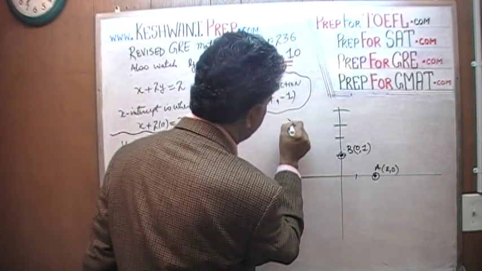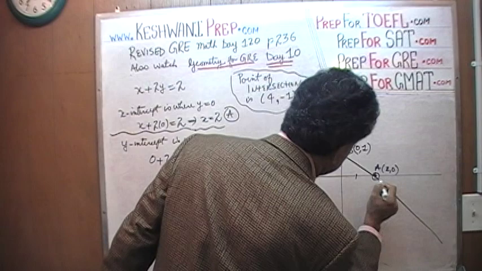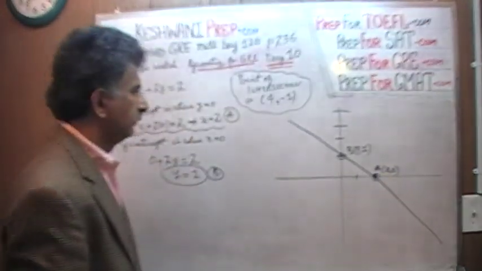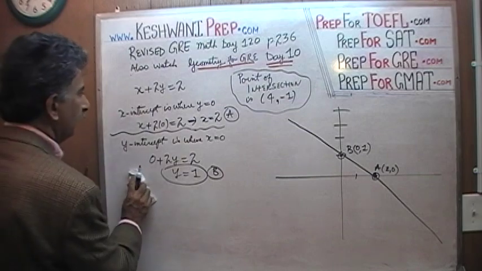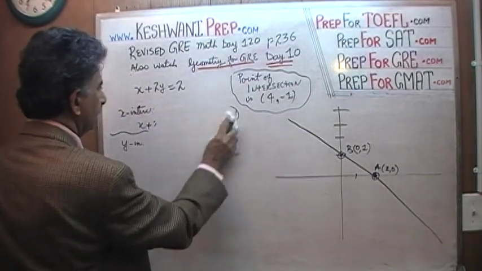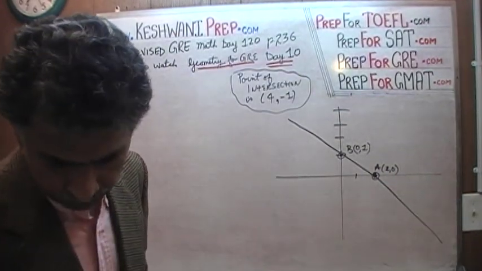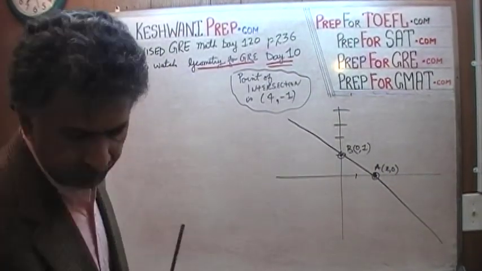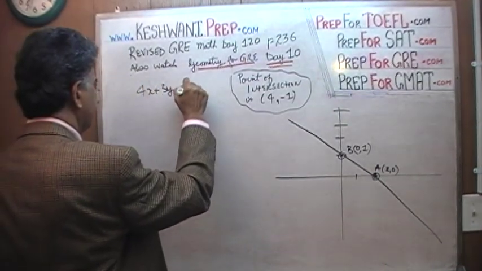This is the tricky part. I have to make sure my... Okay, let's do the second line. We're done with this one. The second line was 4x plus 3y equals 13.